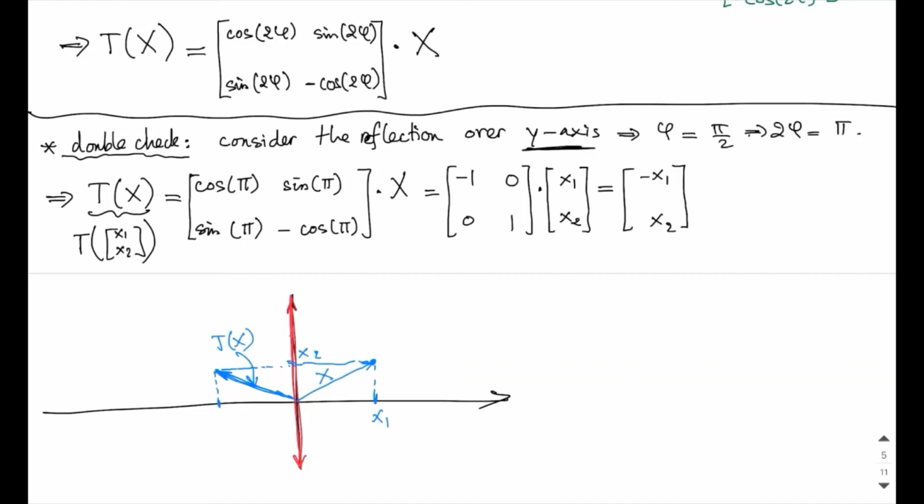And see, guess what you are going to get here? You take the reflection, which means that the distance from here to this is going to be the same as the distance from here to this. So if this is x1, this is negative of x1. Of course, x2 stays the same. All right, that means your vector T of X is going to be negative x1, x2. Exactly what you get with the matrix representation.